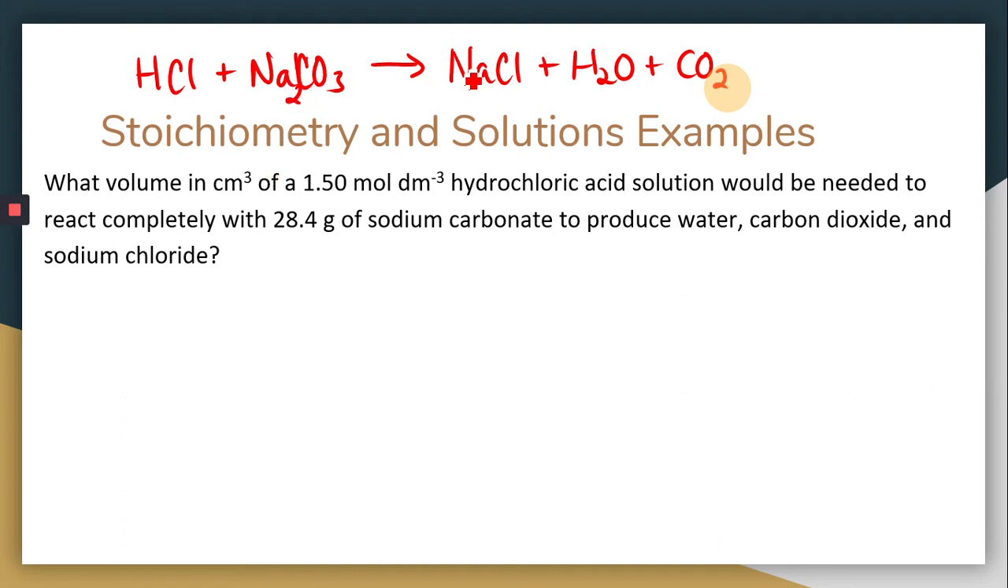So we have 2 sodiums and only 1 sodium, so we'd put a 2 there. That gives us 2 chlorines, so we would need a 2 here. 2 hydrogens, 2 hydrogens. There's 1 carbon and 1 carbon. 3 oxygens, 1 and 2 make 3, so it's balanced. So what is the volume in centimeters cubed? And then it gave us the concentration of acid, and it gave us a mass of sodium carbonate. So we're going to take our sodium carbonate, and we are going to convert that to moles.